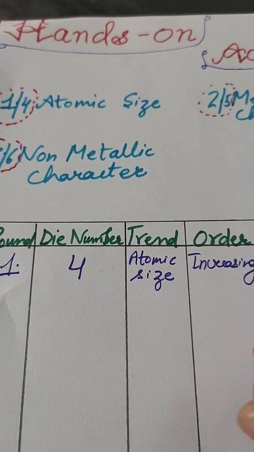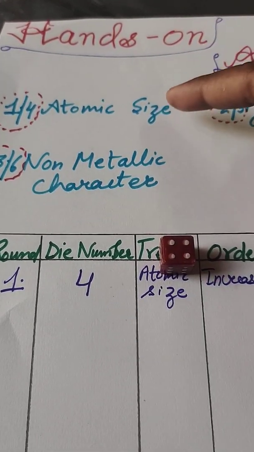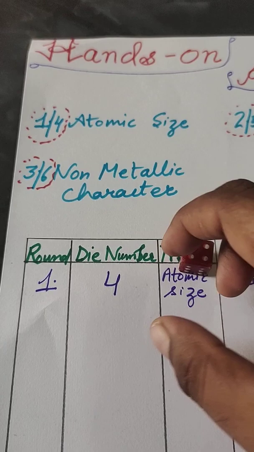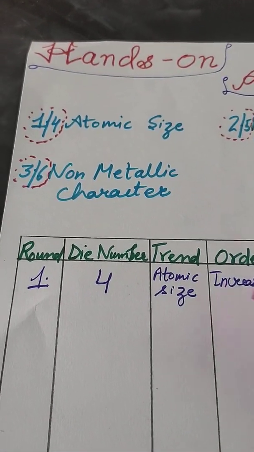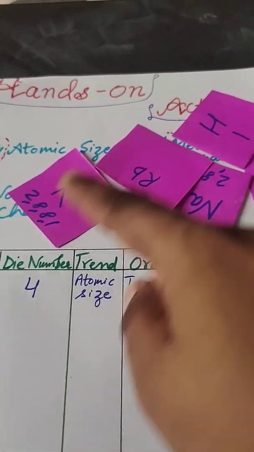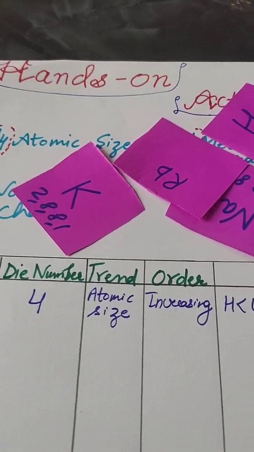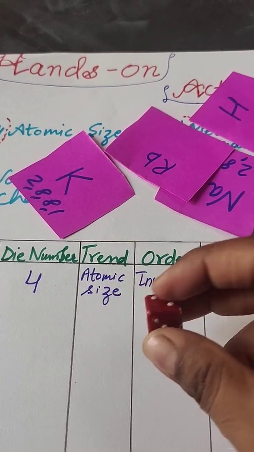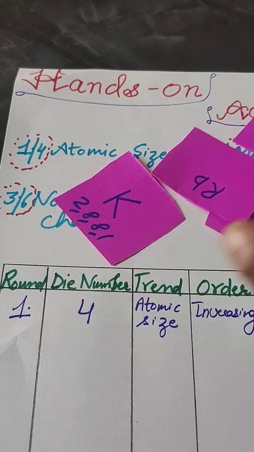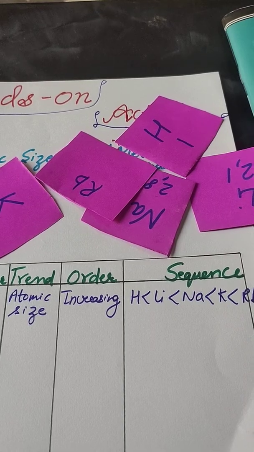Now, suppose I play and number 4 comes. According to 4, what is there? The trend is atomic size. So I have brought some index cards also. As you are able to see, I have brought some index cards. So I have these elements, with the names of the elements written on them, correct. So what will happen? As soon as I play the dice, the number which came initially was 4, and at 4 we have the trend atomic size. So immediately try to arrange these elements in atomic size.